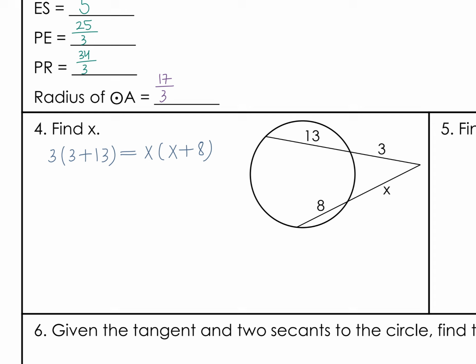Here we are going to take that 3 times, I'm going to just add those two together to get 16, is going to be equal to, and I'm going to distribute that x to get x squared plus 8x. Then I'm going to multiply these two together over here to get 48 is equal to my x squared plus 8x. And I'm going to set this equal to 0 so that I can factor.